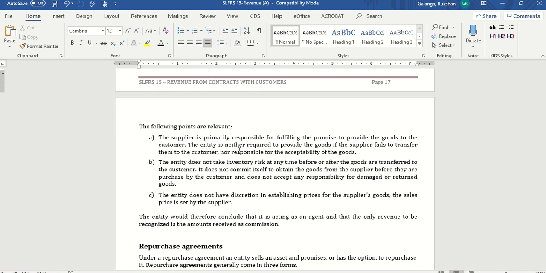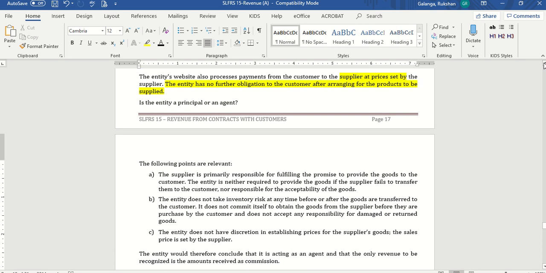So that means the inventory risk is also with the entity. The entity does not have discretion in establishing price for the supplier's goods. The sales price is set by the supplier, right? Entity is no more liable to put up the price, so it is with the supplier, right? And the entity would therefore conclude that it is acting as an agent, and the only revenue to be recognized should be the commission. So this entity is recognized as who? Agent. The supplier is recognized as the principal, right? If any mistake happens, just keep it in mind again.